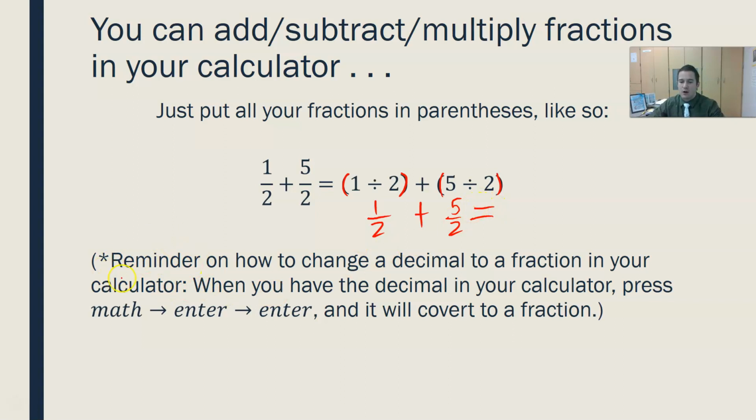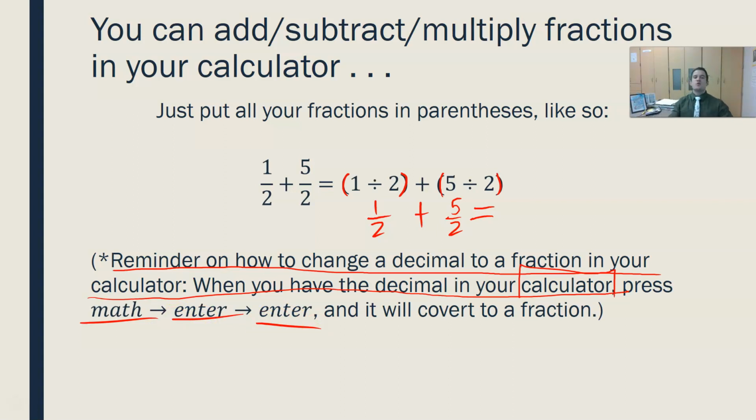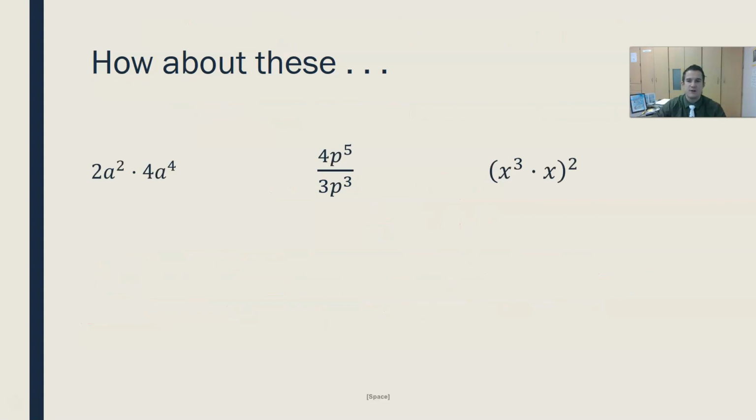Also a reminder, in our calculators, or if you're using another calculator, the commands might be different. There's also a way to change a decimal to a fraction in your calculator. When you have the decimal in your calculator, you've pressed enter and you have the decimal as your answer there, press math, enter, enter. It will take you to a menu that will convert that decimal into a fraction. So that might be helpful if you're a little bit queasy on adding, subtracting, and multiplying fractions. So let's review some basic ones without fractions.